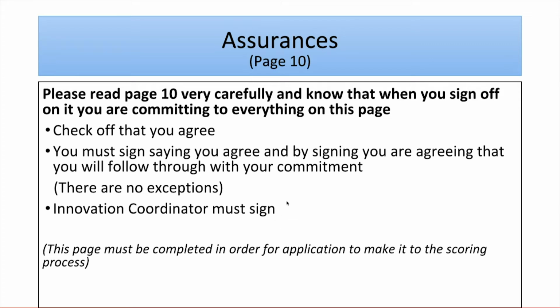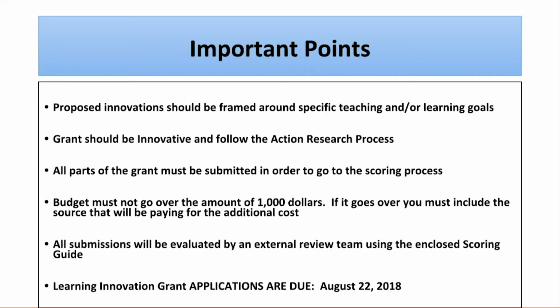So check off that you agree. You must sign below there. And it says, I understand that by accepting this award, I agree to abide by the approved guidelines listed above. And you sign there and date it. Then, and there are no exceptions, your innovation coordinator must sign. And that page must be completed in order for the application to make it to the scoring process. So please make sure you complete that. We've gotten them before not completed. Most people are right on it. But I just want to say that because we have gotten some that have not been completed, and they were just put to the side and didn't even get scored.